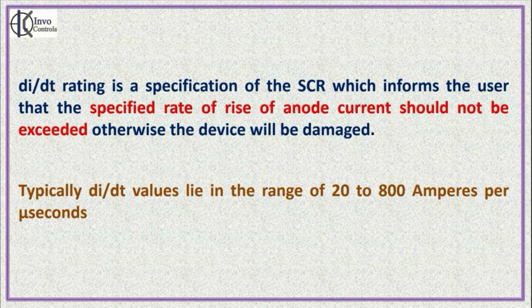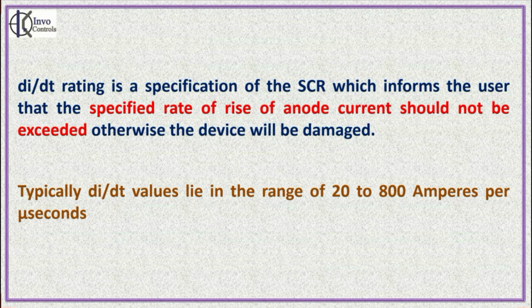The data sheets of the SCR specify the maximum di by dt allowed for the device. A designer must ensure that the specified di by dt of the SCR must not be exceeded in the circuit in which it operates. Otherwise, the device will be damaged. We must ensure that circuit di by dt must always be less than SCR di by dt.